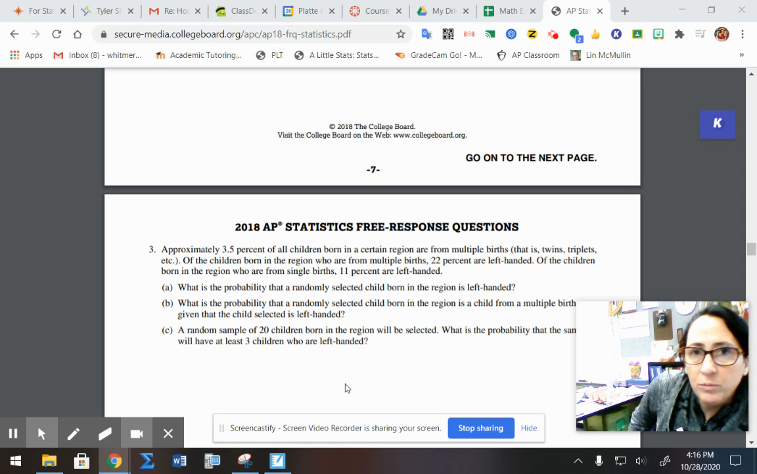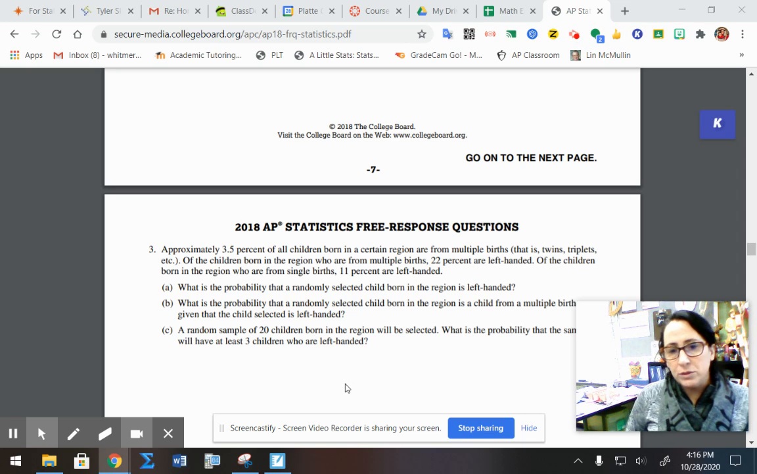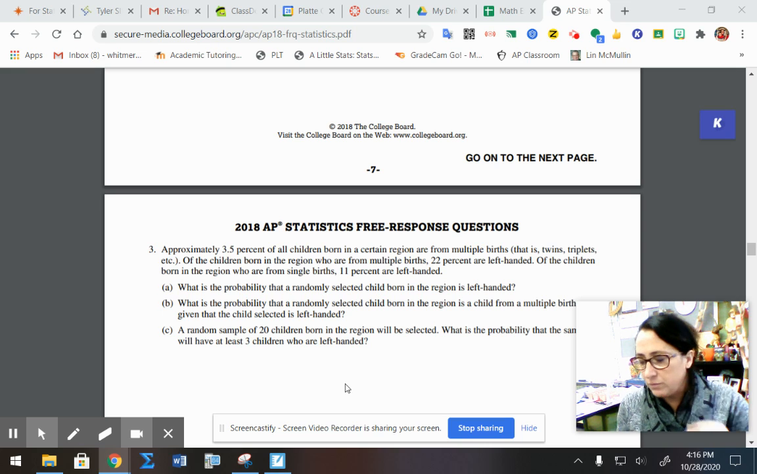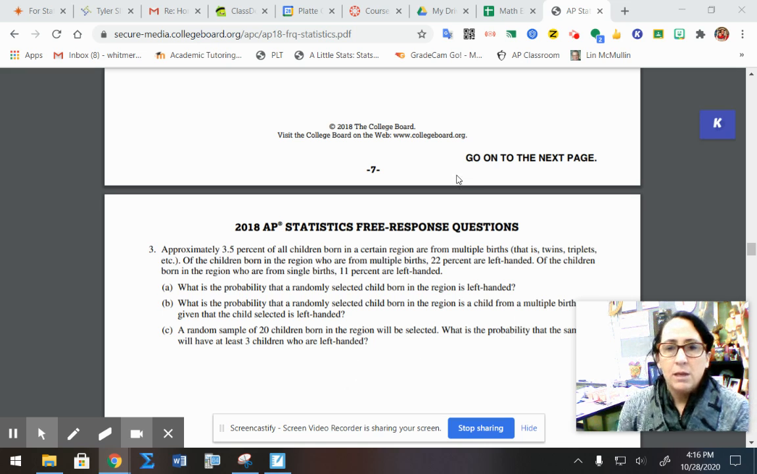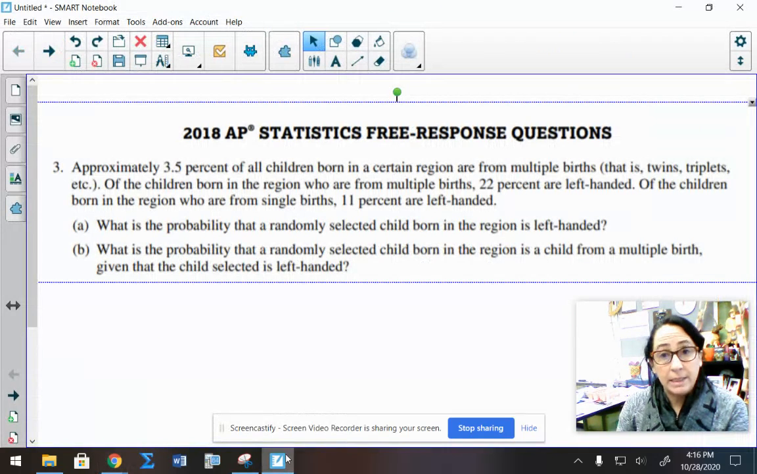Guys, I would like us to work through this 2018 problem together for some extra practice. You can find it by Googling the 2018 AP Statistics free response questions. We're going to look at number 3. We're going to do A and B, and then I'm going to change up part C. So let's read through this.